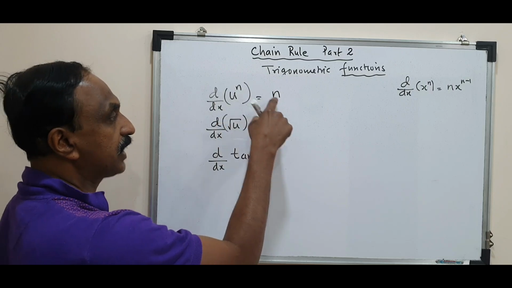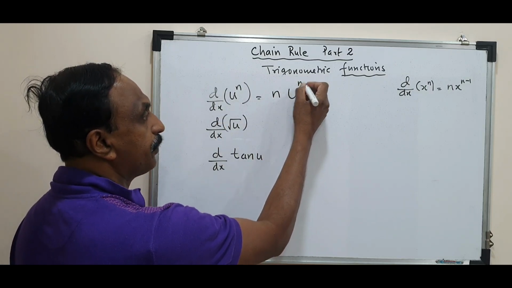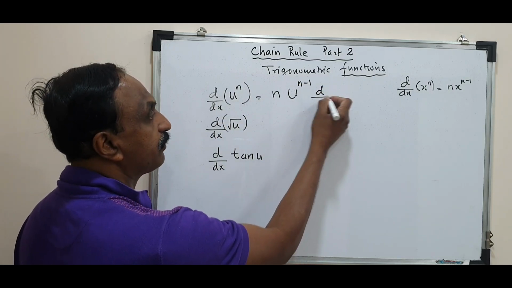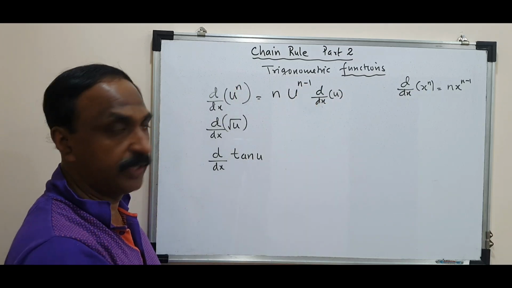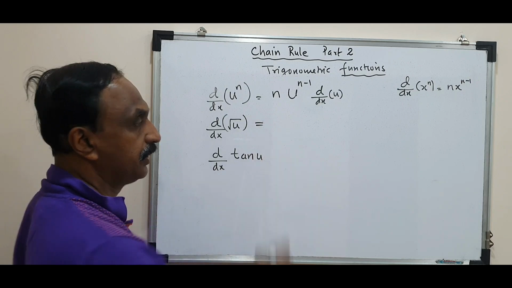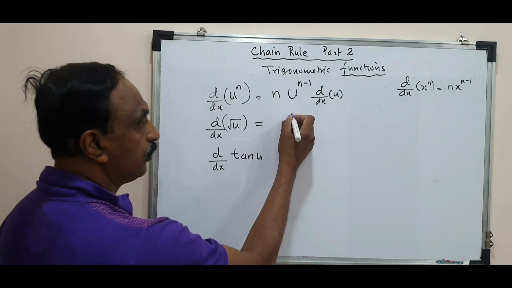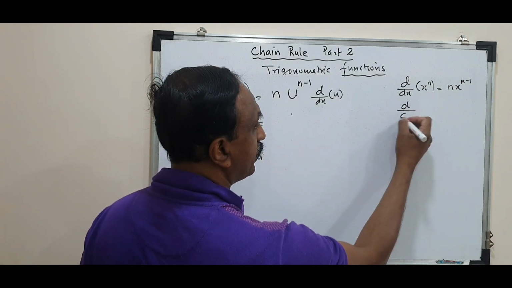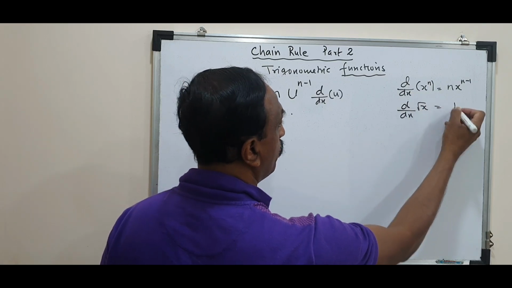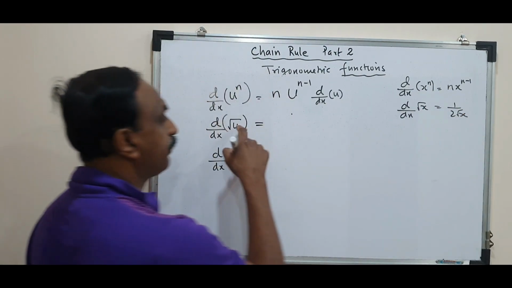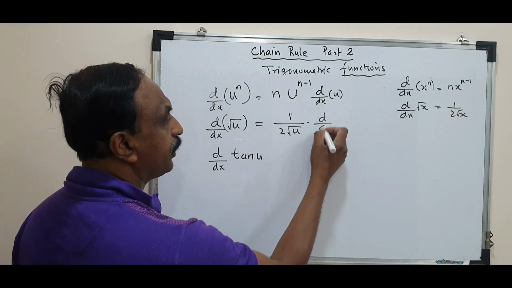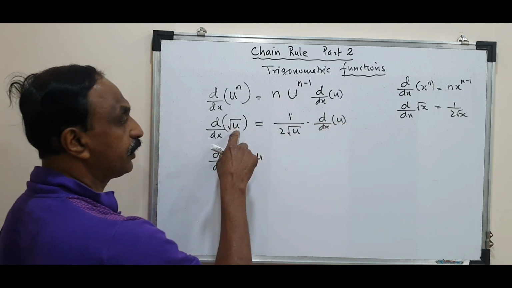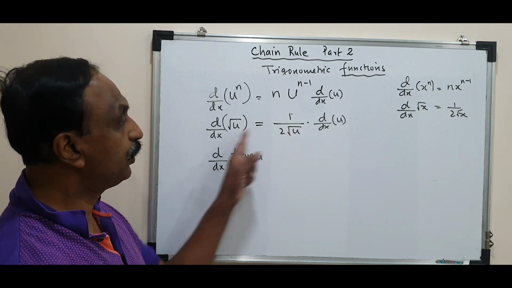U raised to n. Start from the power. Reduce the power by 1 into the derivative of the base. Then the derivative of root u. Recap, the derivative of root x is 1 by 2 root x. So what will be the derivative of root u? 1 by 2 root u into the derivative of u. That means whatever root u comes here stays as it is, into the derivative of the base.